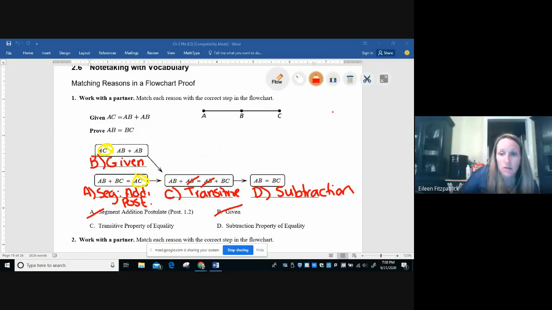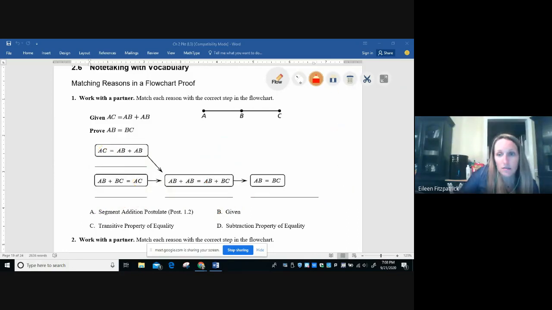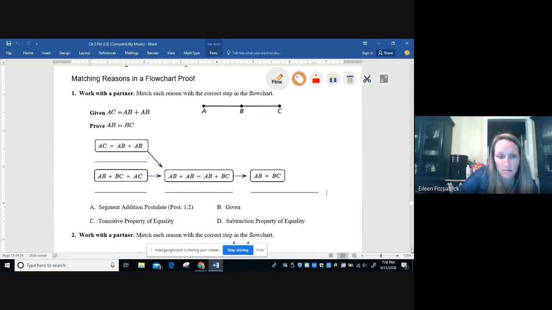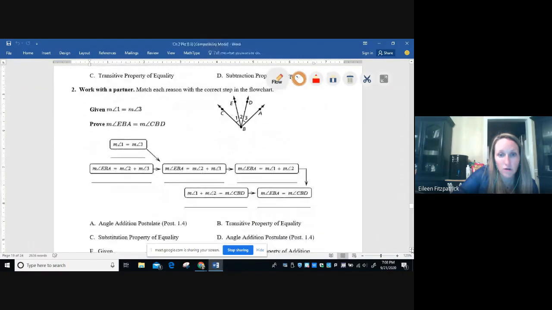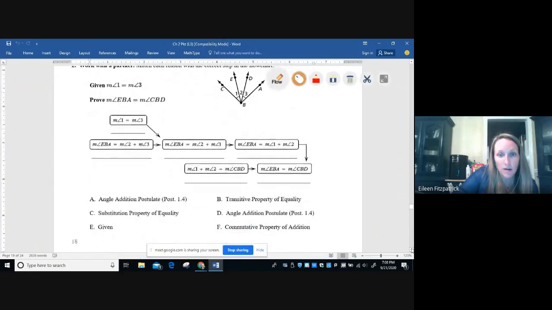All right. So that is the idea of a flow chart. Let's look down, see what else there is in our notes for today. Another flow chart where we're just picking the correct option. All right, so you start with the given. Angle 1 is equal to angle 3, which is here. So that is your given. All right, so E, I'm just going to write the letters this time. E, given. Then you go down, and then those two go over, go down.